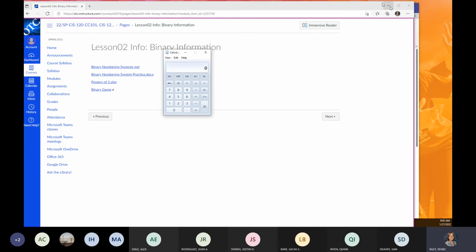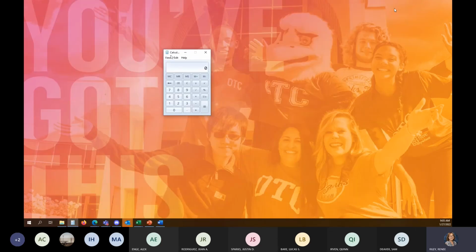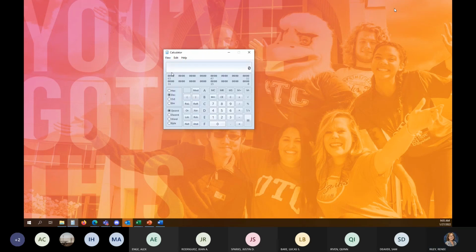Now, when you look at the Windows calculator by default, it's this little guy. Windows 10 has that new calculator too, so I don't know if we have that loaded on these machines, but at home, the Windows 10 calculator is the same way. If you look at your view, you can change the view to programmer. When you change the view to programmer, now you have numbering systems over here on the side.